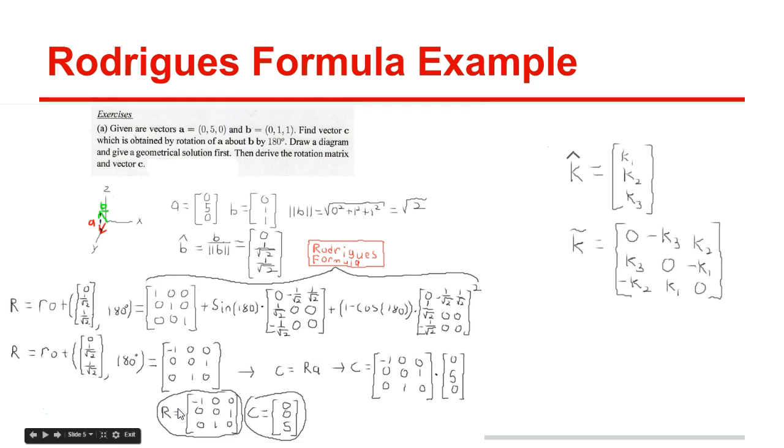And here you can see this is what the rotation matrix was, and this is what happens when you've rotated it by 180 degrees. So the resultant of rotating it about B 180 degrees is 0 in the X, 0 in the Y, and 5 in the Z.